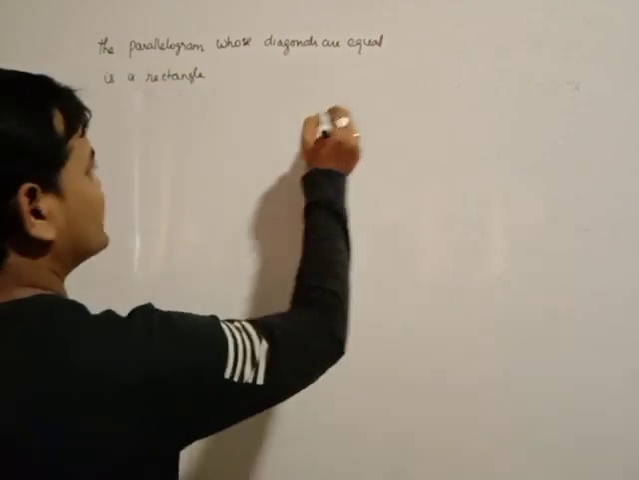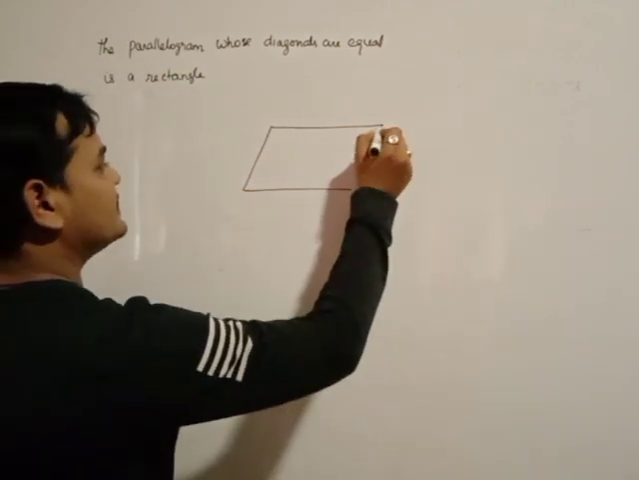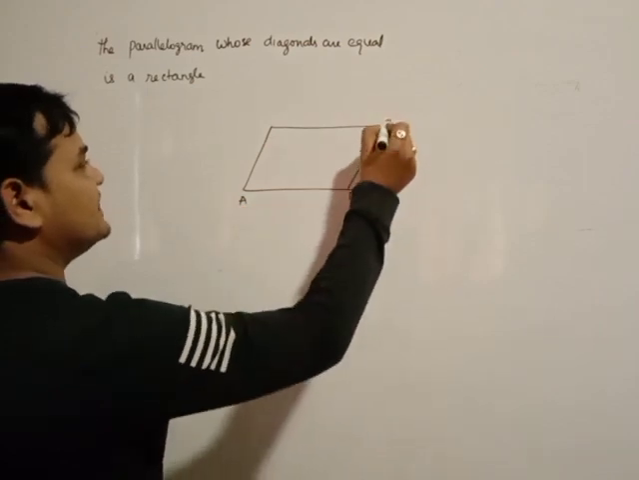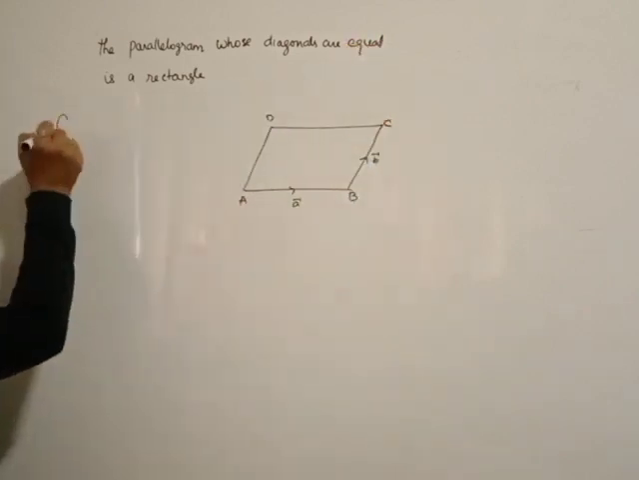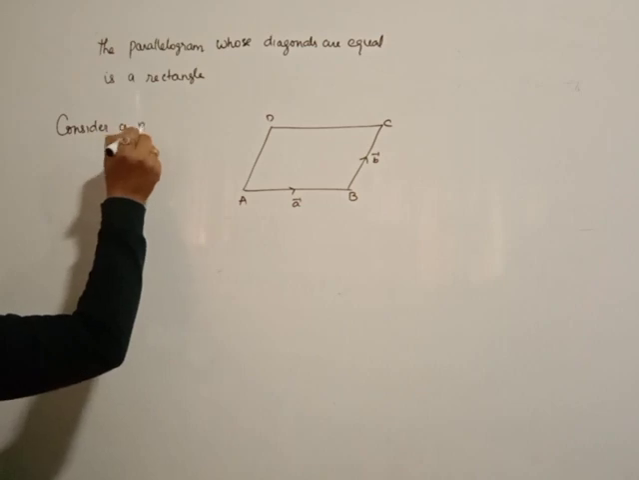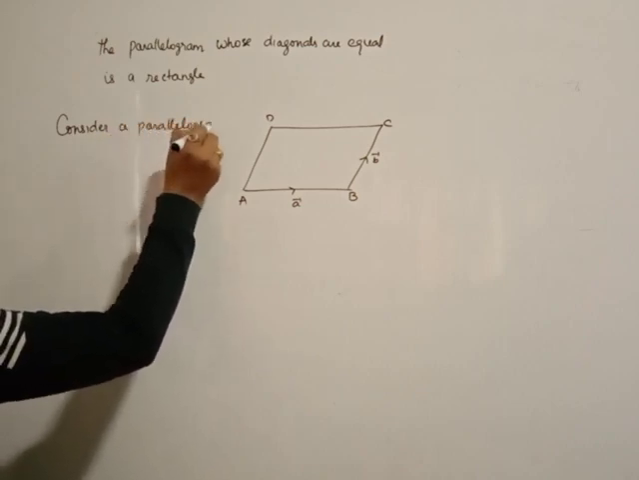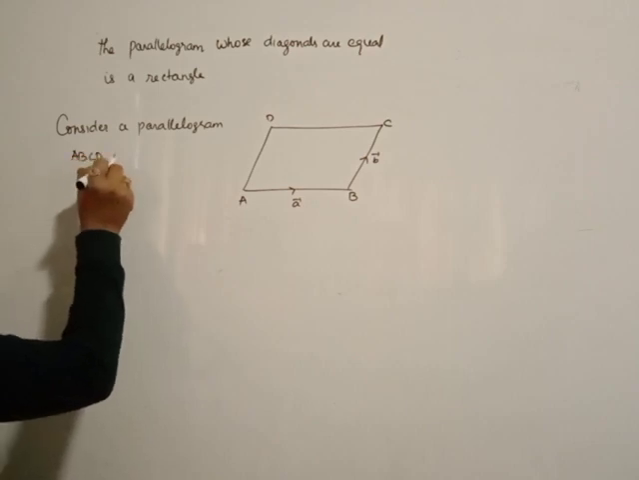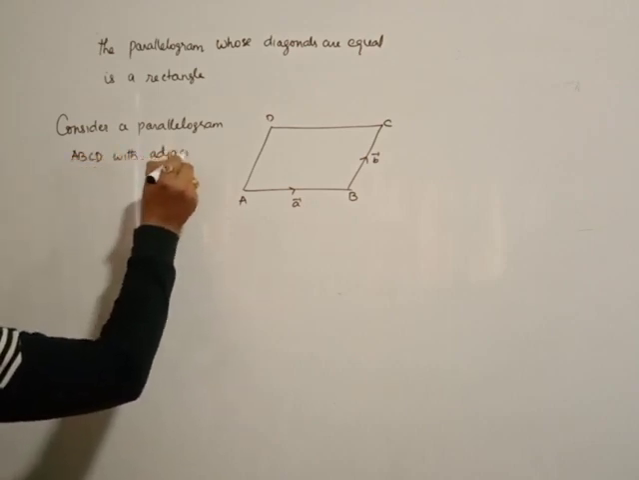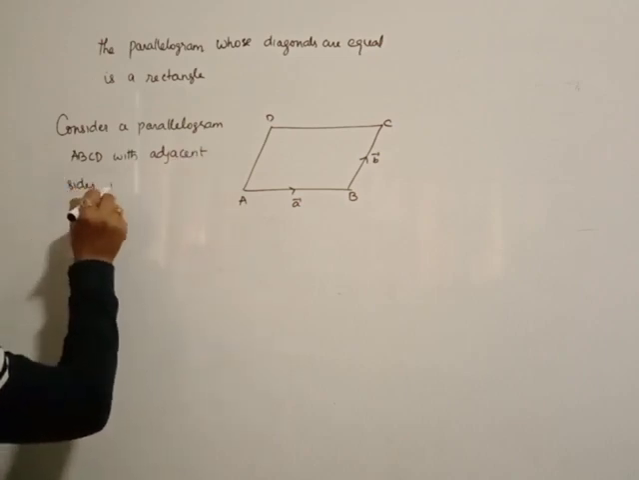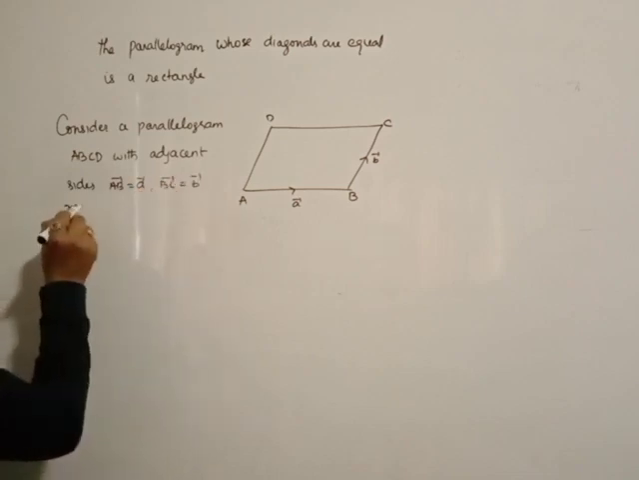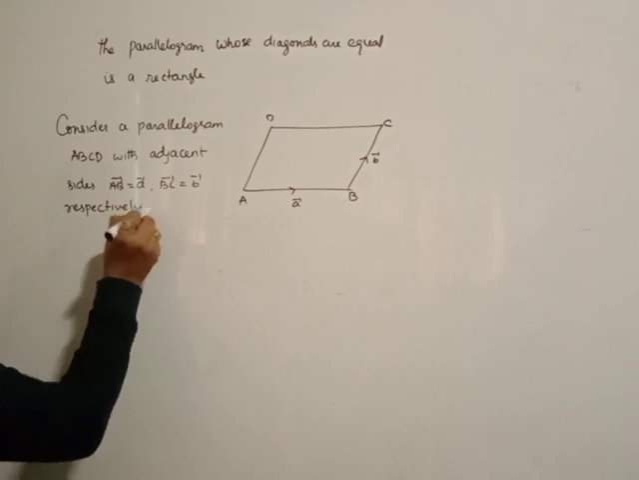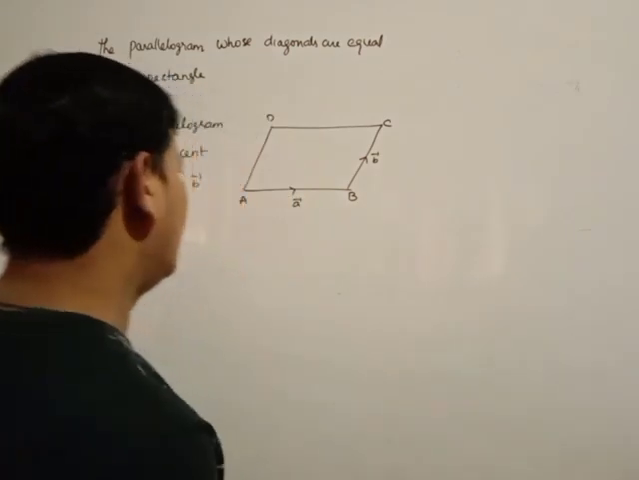Now we need to prove this by the vector method. How can you find it? First of all, consider a parallelogram ABCD with adjacent sides AB bar equal to A bar and BC bar equal to B bar respectively. I consider this parallelogram.